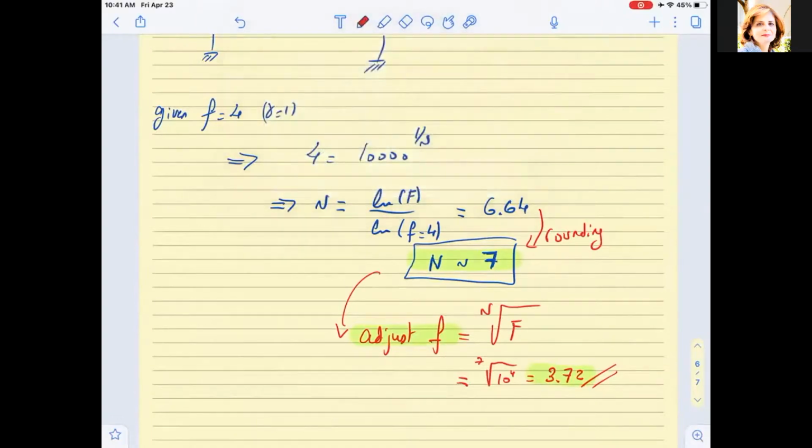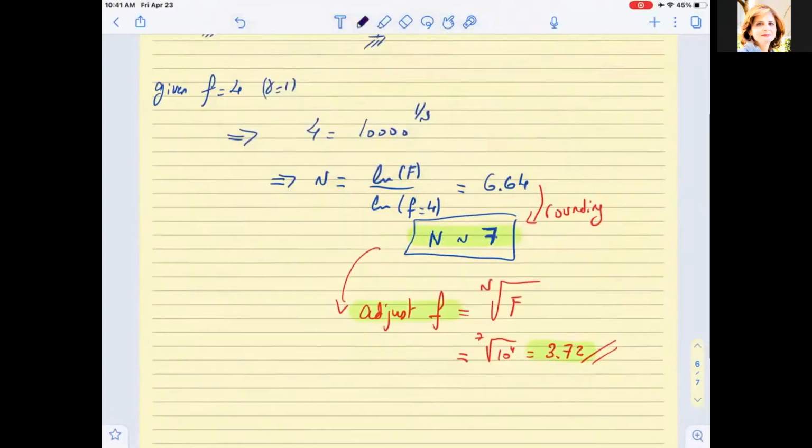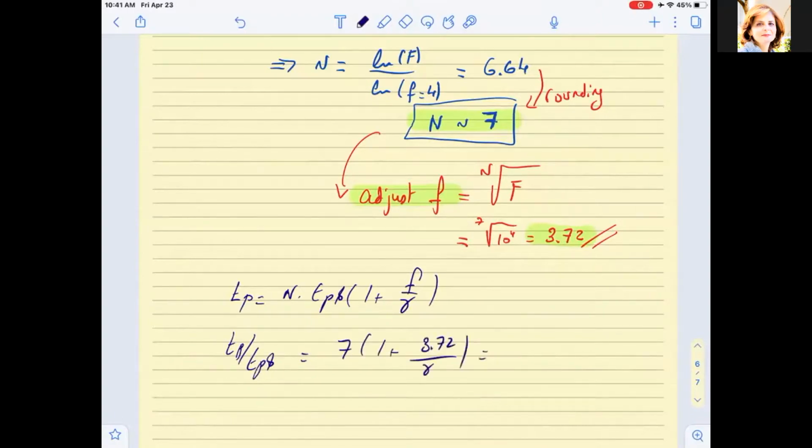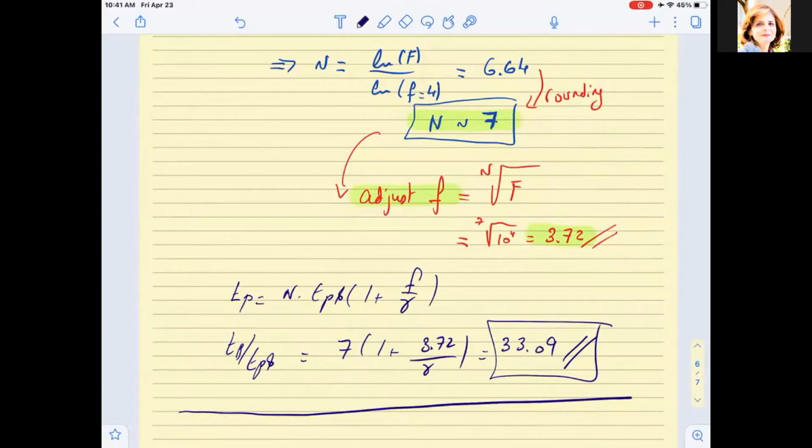I can now from here go and solve for the delay. TP is N times TP0 into 1 plus F over gamma, and therefore TP over TP0 is equal to 7 into 1 plus 3.72 over gamma, which is 1. So the delay comes out to approximately 33.09, according to the table that I put for you. Anybody has any questions?